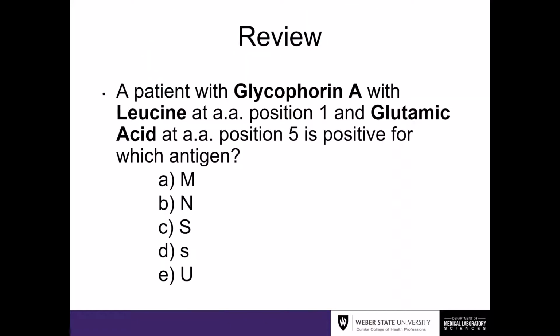Now just a quick review of what we've learned. A patient with glycophorin A with leucine at amino acid position 1 and glutamic acid at amino acid position 5 is positive for which antigen? Good job, it's N. Remember that for M, it is also located on glycophorin A, but the first amino acid is serine and the fifth amino acid is glycine. Then for the big S, little s, and U antigens, those are located on glycophorin B.